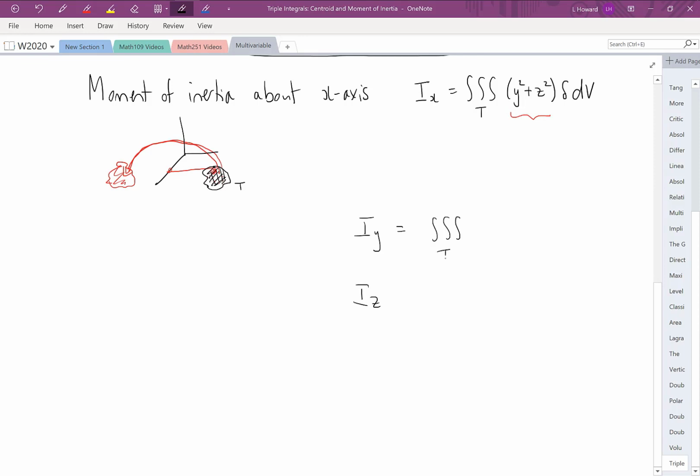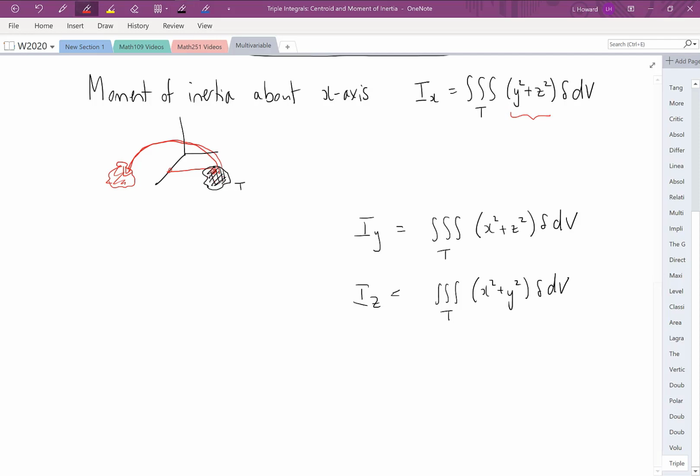So for I sub y, the triple integral over our solid region T, it's going to be x squared plus z squared delta dV. When you look at this sum of squares, it's always involving the other two variables. If you're doing rotation about the y-axis, distance squared to the y-axis is determined by x squared plus z squared. And then similarly, I sub z is the triple integral over T of x squared plus y squared, delta dV.